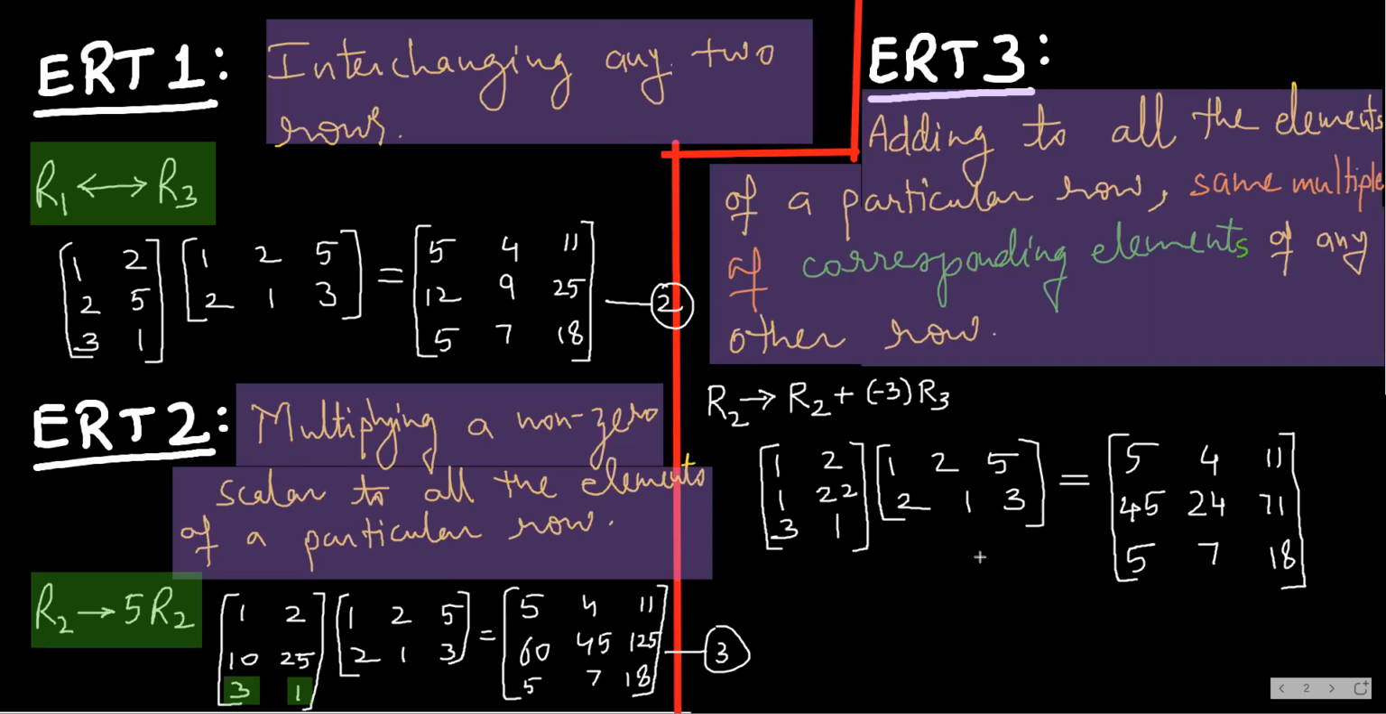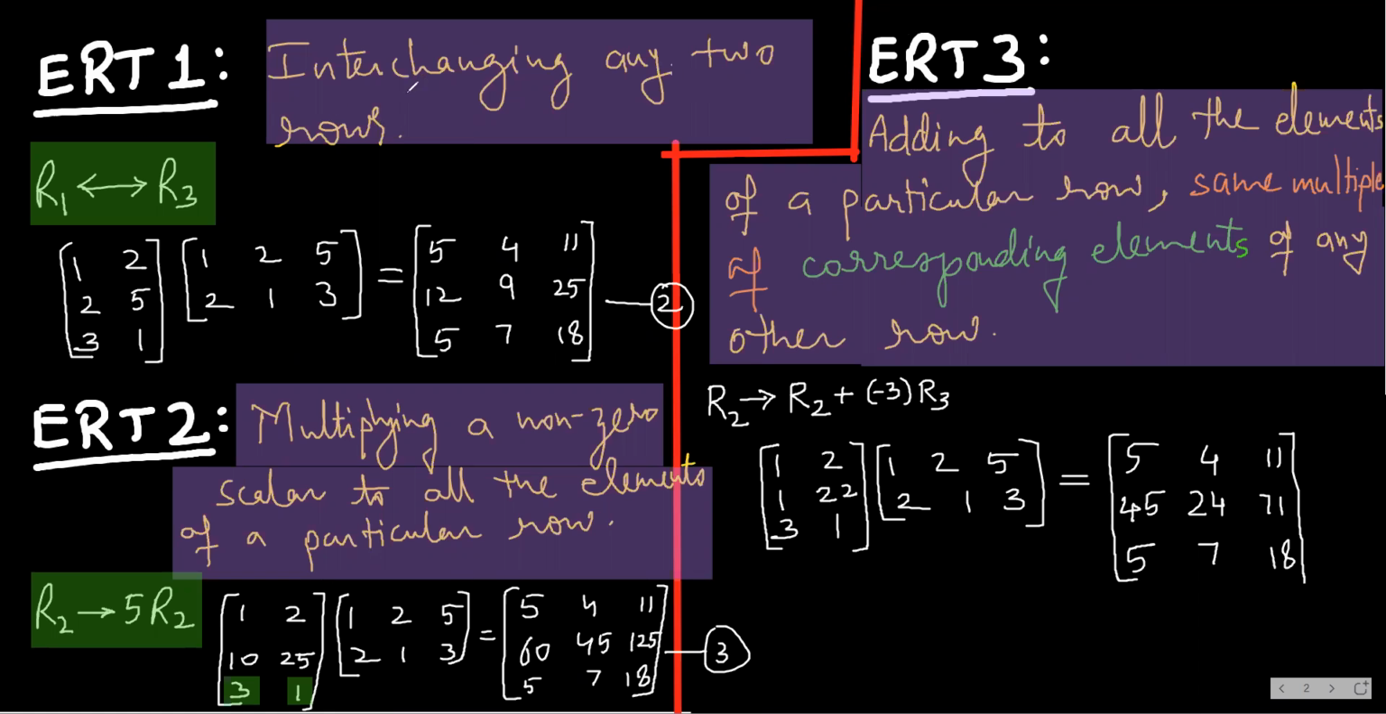So this is the elementary row transformation number 3. I hope you followed this. We have done all the 3 elementary row transformations. Now we are going to do elementary column transformation. So how is that going to happen? Before I start with elementary column transformation, let's have a quick revision.